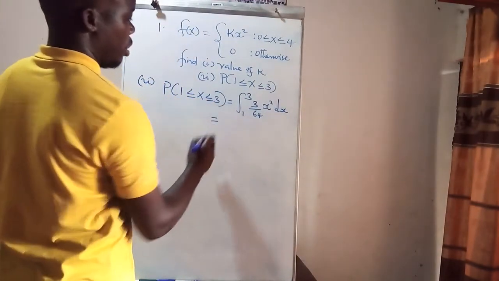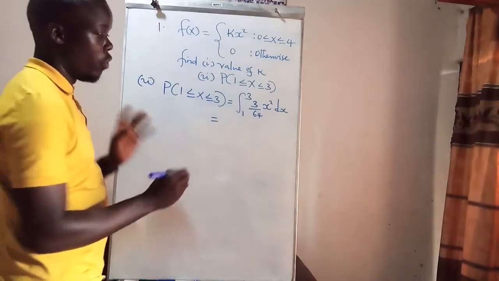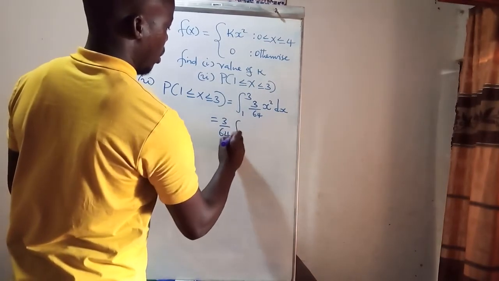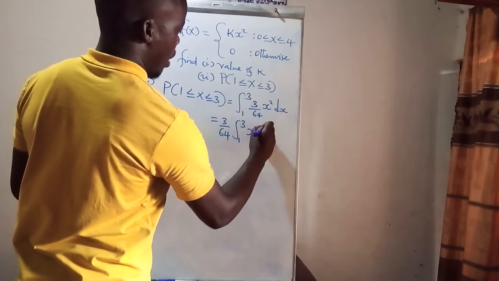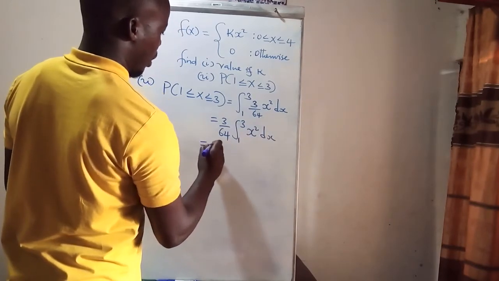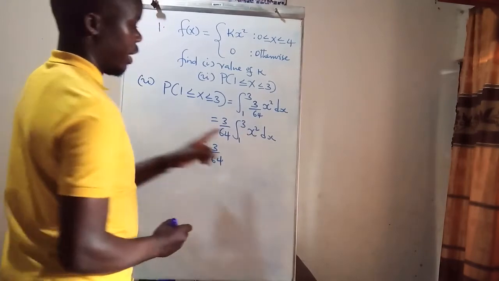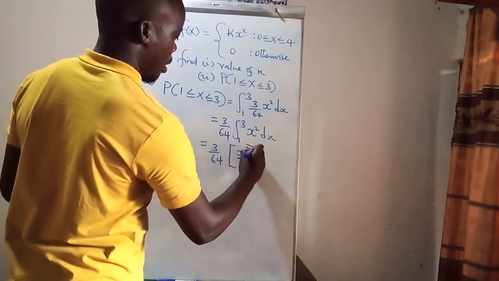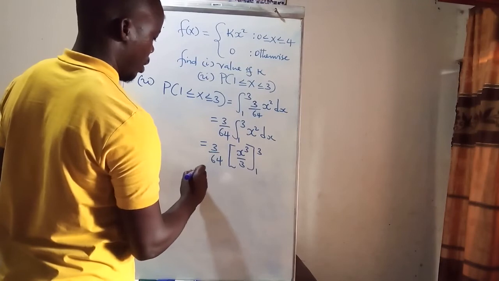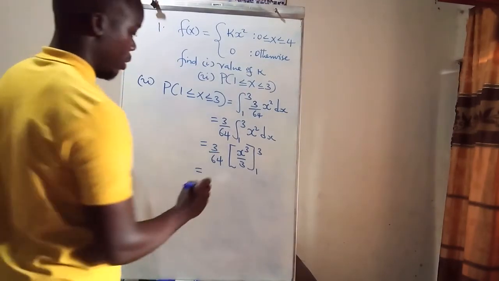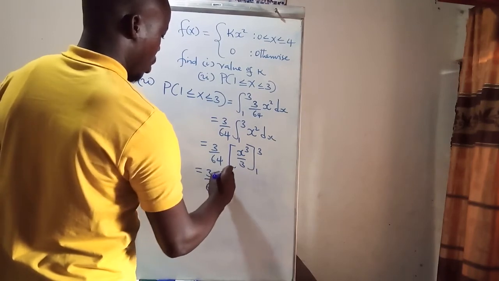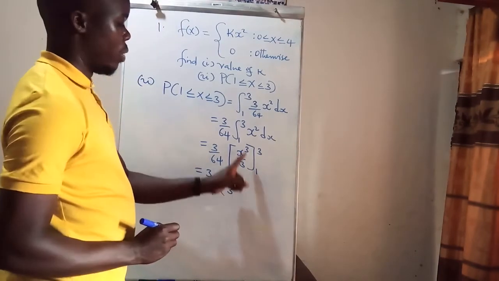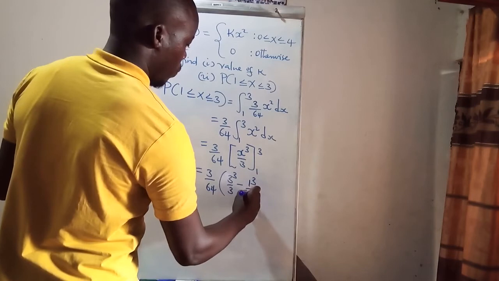Now, 3 out of 64 being a constant, you're also allowed to factorize it out of the integral sign. So it will be 3 out of 64 times the integral from 1 to 3 of x squared with respect to x. Now that will give us 3 out of 64, and if you integrate x squared, you get x cubed out of 3, but our limits are from 1 to 3. The next step is the substitution of limits. So that will be 3 out of 64 into 3 cubed out of 3 minus, you now put a 1 there, that will be 1 cubed out of 3.